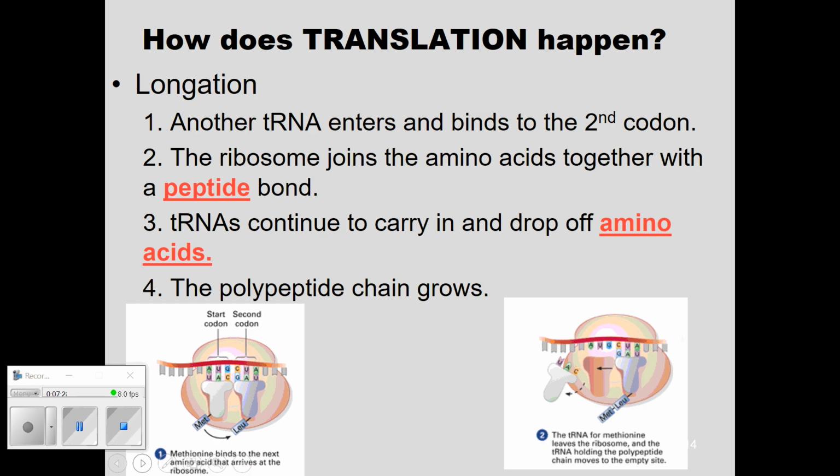Elongation is the next step in translation. This happens when another transfer RNA is going to enter and bind to the second codon. So this anticodon on the transfer RNA is going to bind and be the complement to the second codon. The ribosome will then join the amino acids together right here with a peptide bond. Transfer RNAs continue to carry in and drop off amino acids as the polypeptide chain grows.